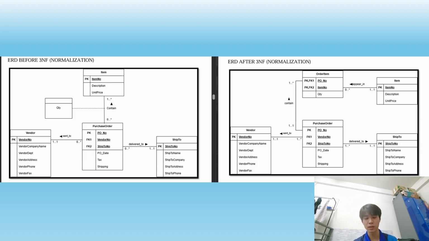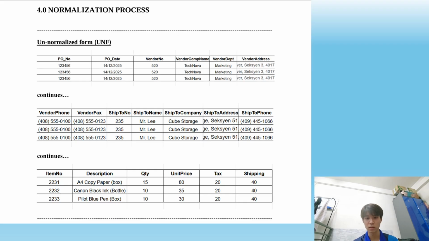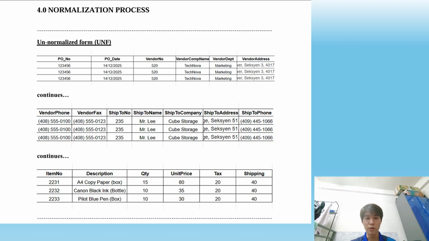For the relationship between purchase order and order item, one purchase order contains many order items. Order item is actually the line of item, because a purchase order will contain many lines of items. Okay, for order item to item, one item can appear in many order items, but one order item contains only one product.